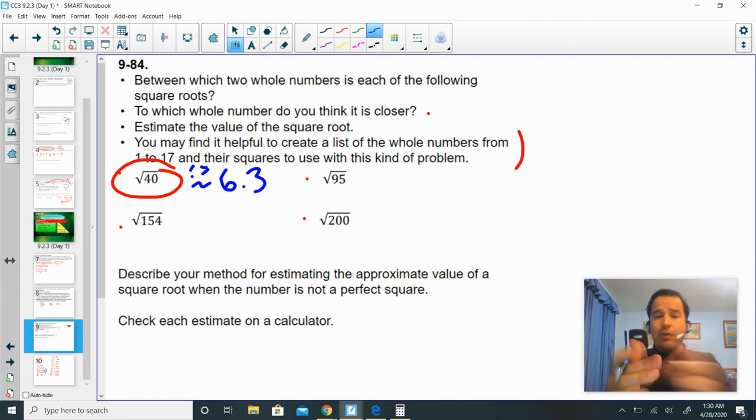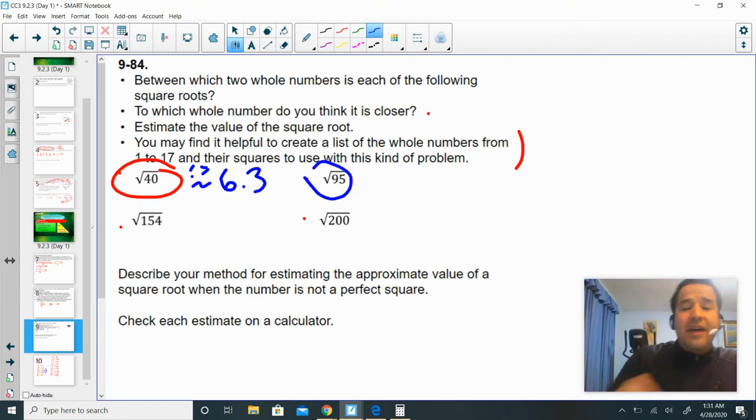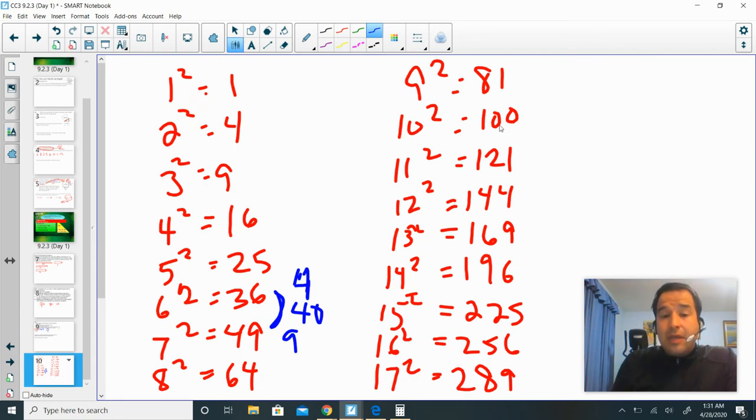So here's what I want you to do. I want you to try this next one. Square root of 95. Give me the nearest tenth and then try it out, okay? So let's see. Did you do it? Pause it, try it out, and then unpause it when you got it. Okay, ready? Square root of 95. What was it?